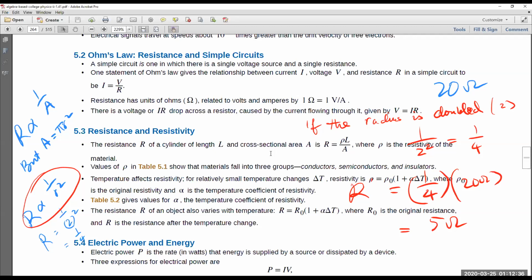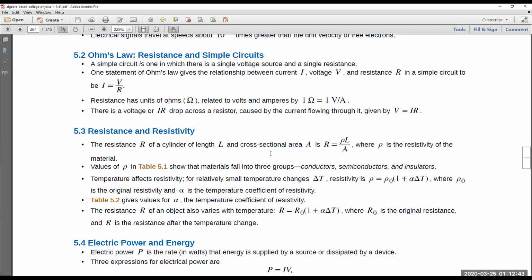Conversely, if we had halved the radius, what will happen? Can somebody respond? If the radius is halved, what will happen? Would it be shorter resistance? By what factor? It will increase by 4.